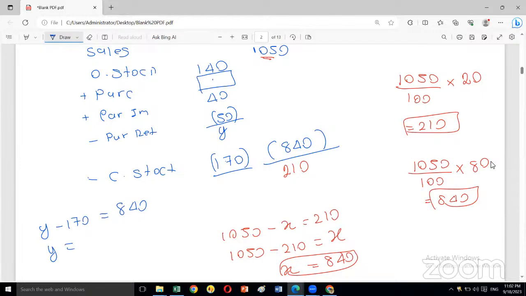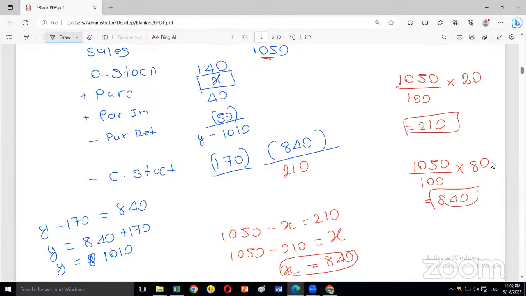Now I want to find the y. Y is equal 840 minus 170. If I take after equal, it will become plus 170. Y is equal 840 plus 170. How much? Answer will be 1010. So now I know the y is equal 1010.